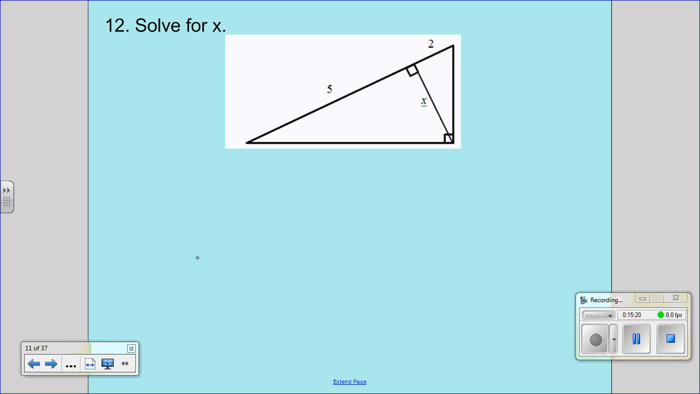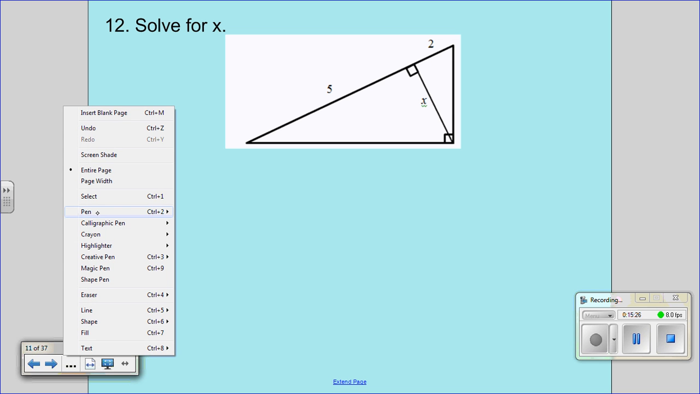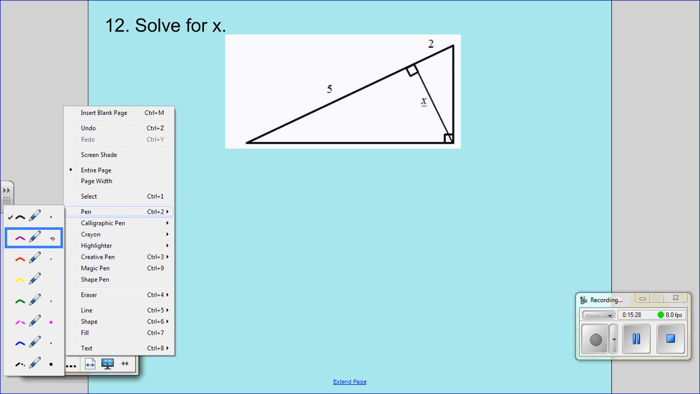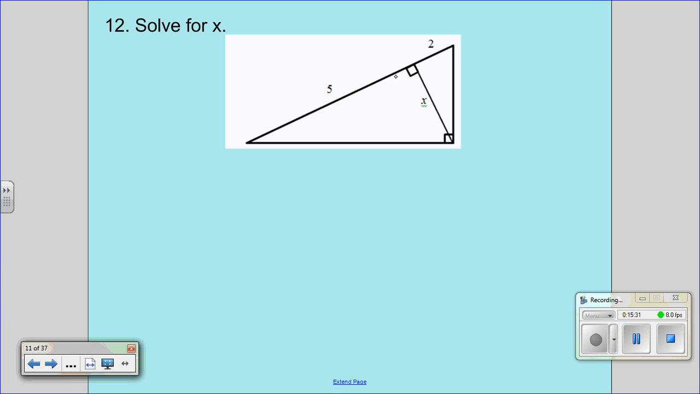Now number 12. Since we have one of the parts through the middle labeled, we're going to use the through the middle process. Doesn't matter which corner you start from. I could either start from 5 or start from 2. That doesn't matter. So I'm going to start from 5. So 5 through the middle, I hit x, so that's one ratio. Start from the middle and go to the other part. So x is to 2.